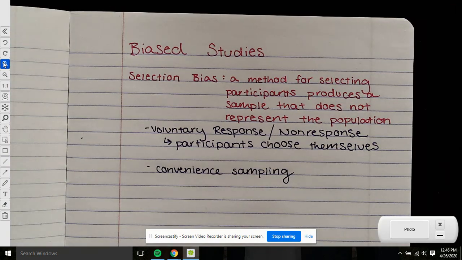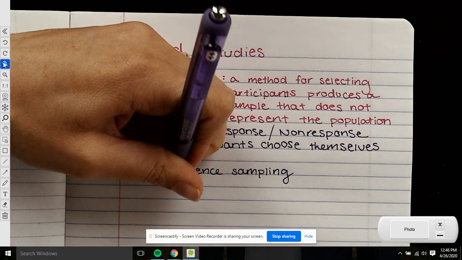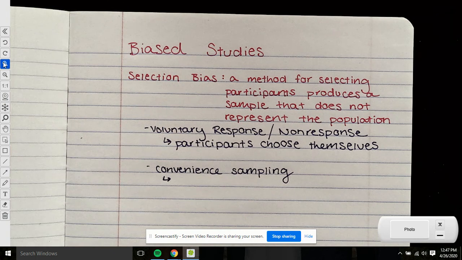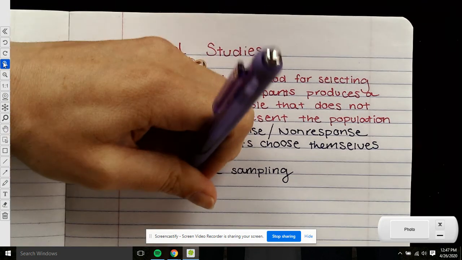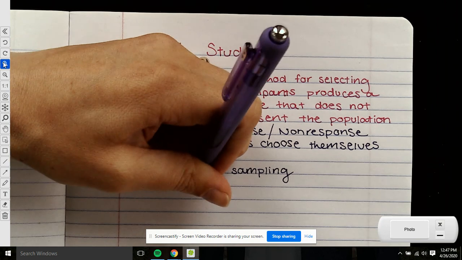Convenience sampling is where you select participants that are easiest to reach. In the beginning of the semester, we did a sample of asking students in our class different questions, like how far do you live from school? Do you prefer Chipotle or Moe's? What color eyes do you have? What color hair do you have? How tall are you? If we were trying to figure out information about the entire school, convenience sampling would be the fact that we just ask people in our class. That's selecting participants that are easiest to reach.